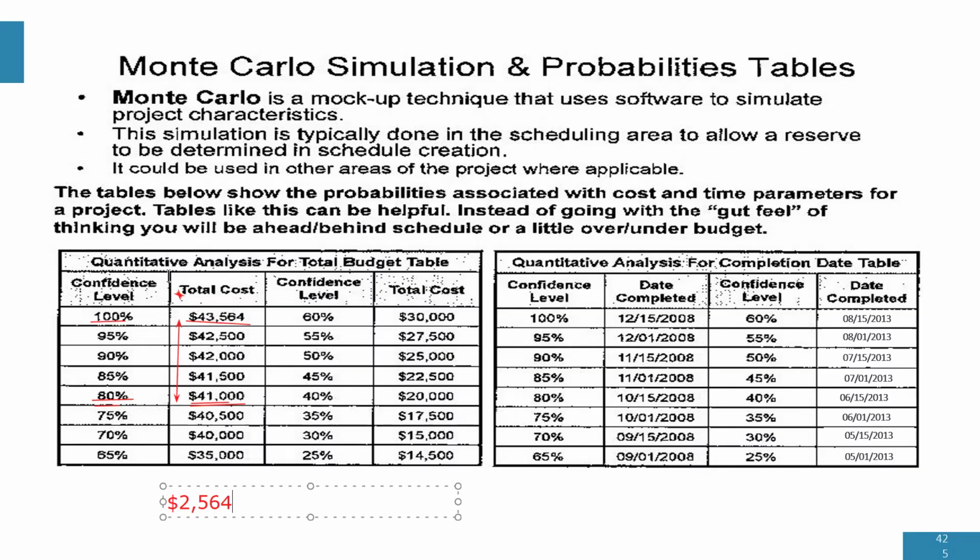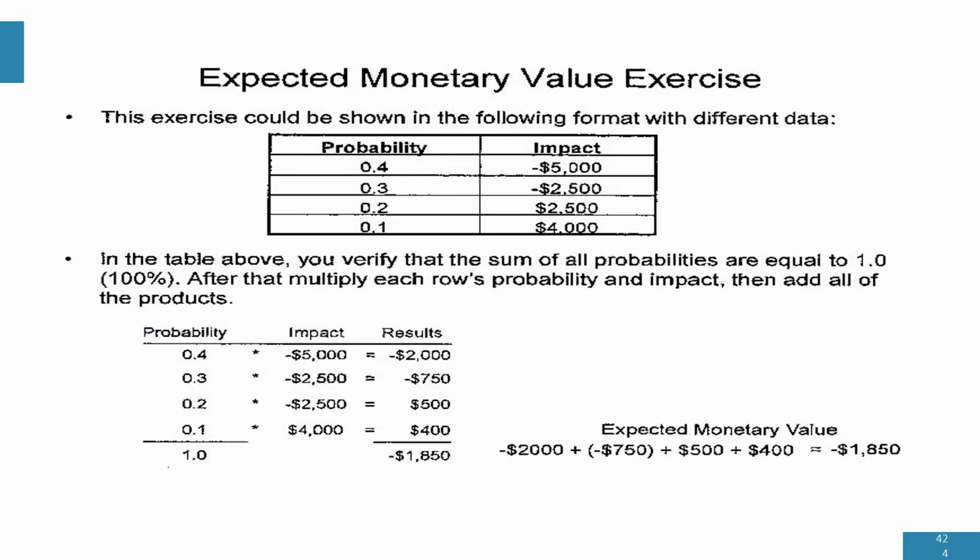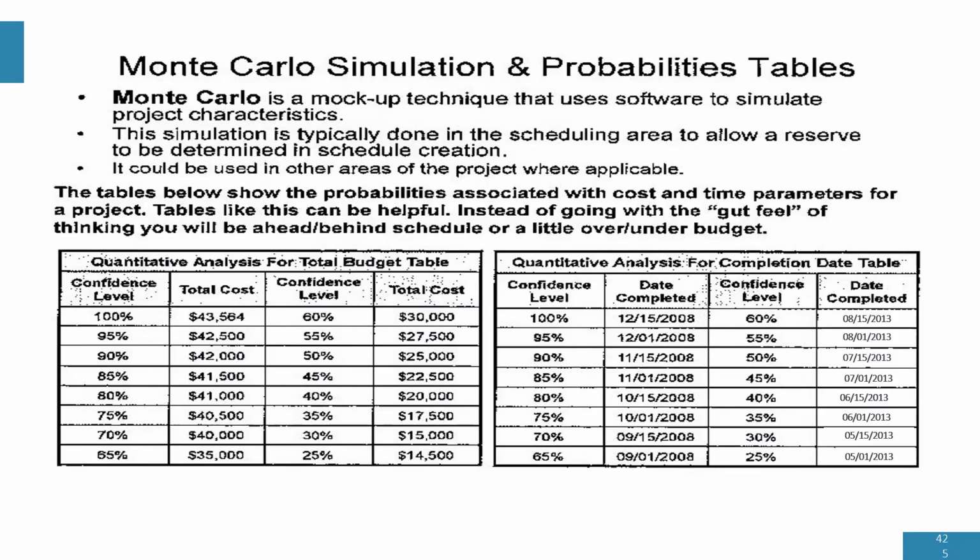So that means Monte Carlo simulation can also help you to calculate the amount of contingency reserve you should have, just like expected monetary value. But this time it's a simulation, which means it generates the numbers for you. And then you can subtract your own confidence level's amount from the 100% amount. And then the difference is what you're going to keep aside in contingency reserve.